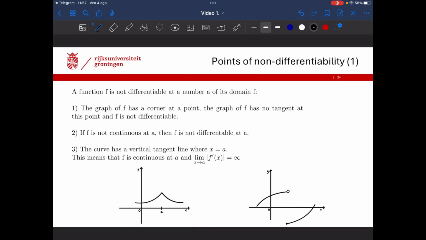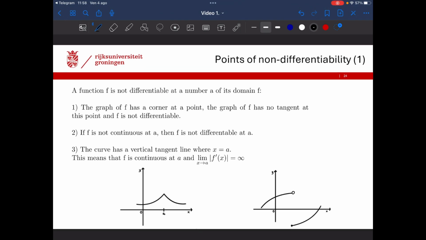So, points of non-differentiability. We have said that the derivative of a function is not defined in every point in which the original function is defined. So the question is, when does a function fail to be differentiable? This is a pretty important question. Usually there are three main cases. First one, you can see it here, if you have some sort of corner. If you have a graph in which you have a corner, you can expect the function to not be differentiable at that point. So in this case at a, it will not be differentiable.